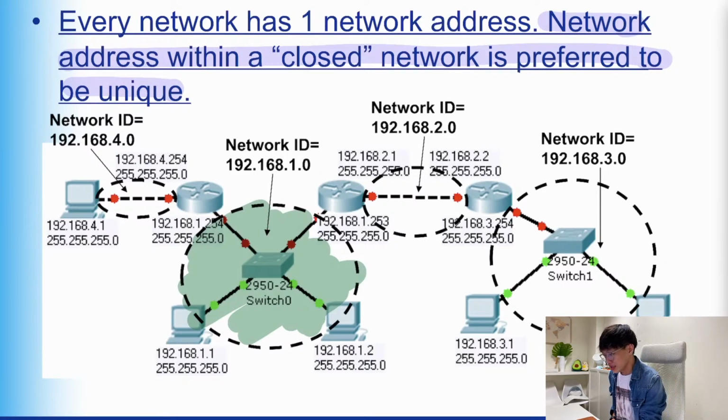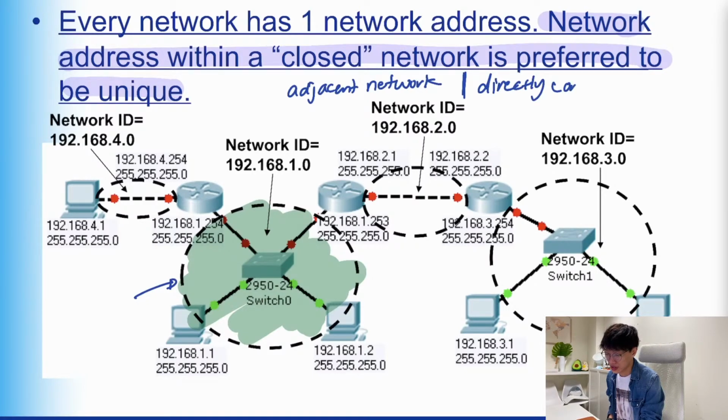Now, when we say closed network, it means the network that is very near to me. Technically, it means the network that is connected with the same router. The network connected to the same router is called the closed network, or some people also call this an adjacent network, or directly connected network.